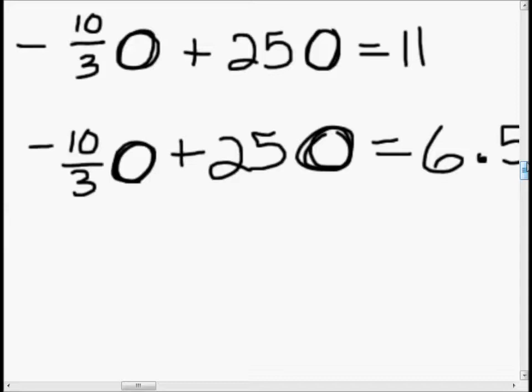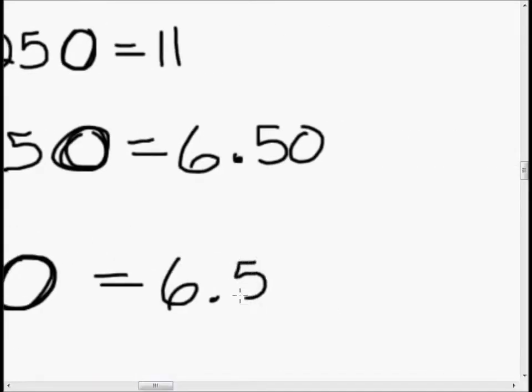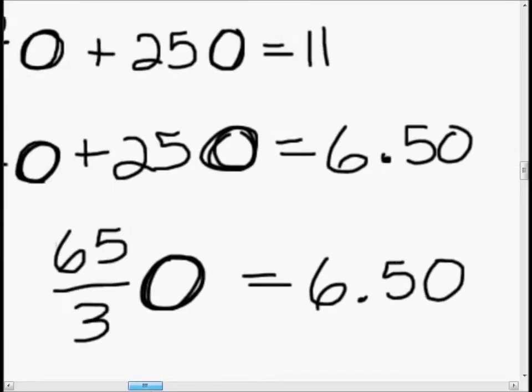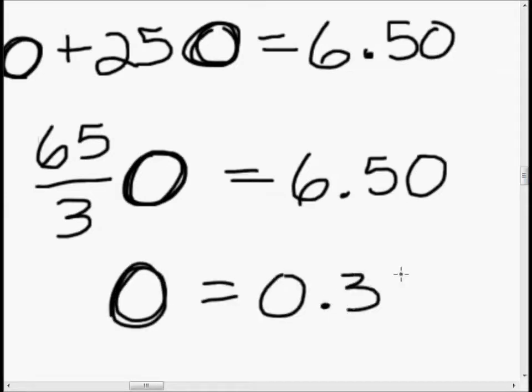So this turns into doing a little bit of quick math, and you could do this a couple of different ways. We'll do it 65 over 3, and that's because 25 times 3 is 75, minus 10, 65. Oranges equals 650. And if we continue doing the math, multiply 650 by 3 over 65, we get oranges equal 30 cents. And that is a legitimate cost for oranges.